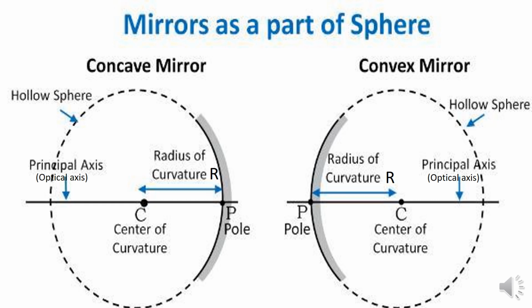The radius of the sphere of which the reflecting surface of a spherical mirror forms a part is called the radius of curvature of the mirror, represented by the letter R. The distance PC is equal to the radius of curvature. The imaginary straight line passing through the pole and the center of curvature of the spherical mirror is called the principal axis. The principal axis is normal to the mirror at its pole, that is perpendicular to the mirror at its pole.